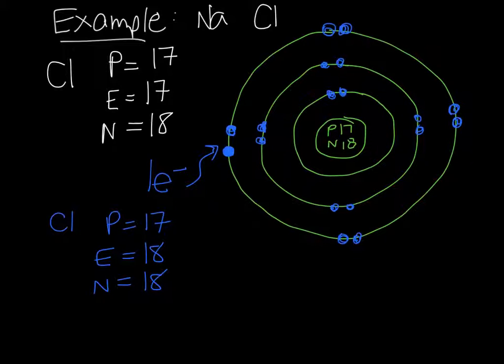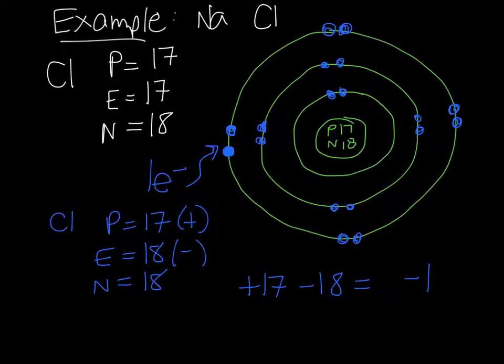What charge would the chlorine end up being then? Protons are positive, so we'd have plus 17. Electrons are negative, so we'd have negative 18. If you combine plus 17 and negative 18, what do you get? Negative 1.